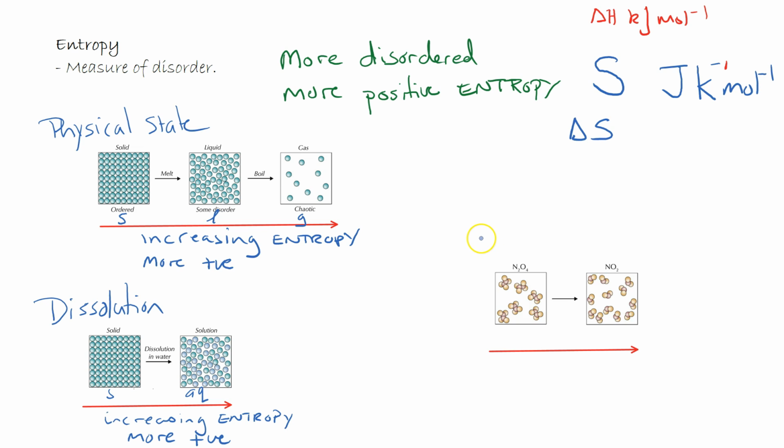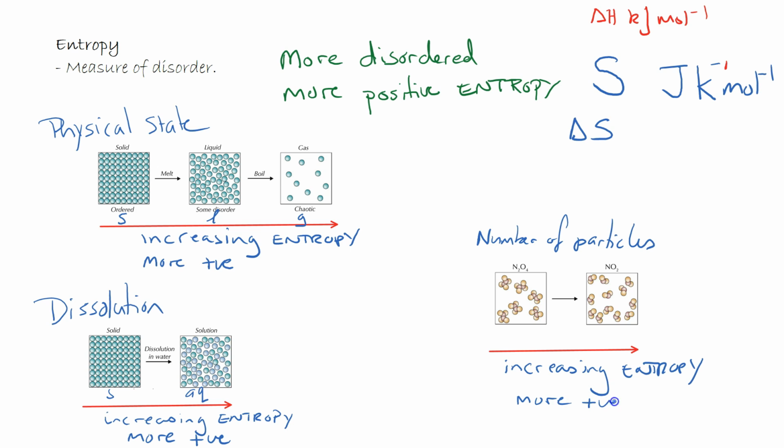The final example then is looking at the number of particles. Here we've got fewer molecules on the left and we've got more molecules on the right. And because we've got more molecules, we've got more possible ways of arranging those particles, and again, therefore, we're observing an increasing value in the entropy. And therefore, we've got a more positive value as we move from left to right.